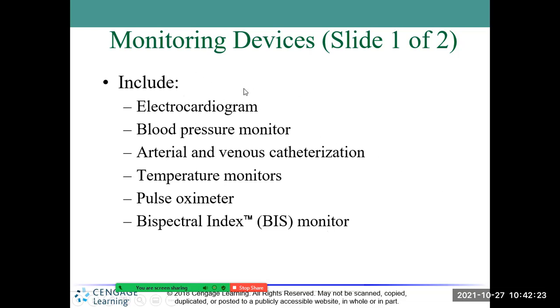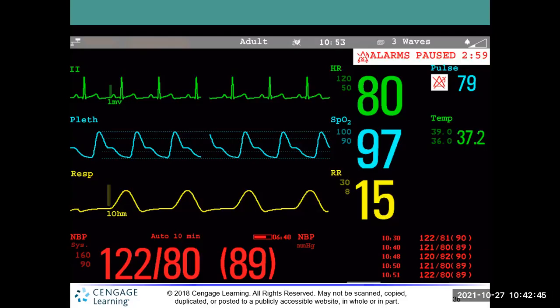Monitoring devices, so these are things that are going to be present in the OR. So we've got an EKG monitor, we've got a blood pressure monitor, if they have an ART line or a PICC line, or a Swan-Ganz, then that catheterization feedback is going to be on the monitor, temperature, pulse ox, and then a BIS monitor. And I'm going to show you what those are.